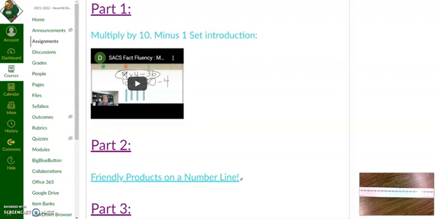This week we are going to be practicing the multiply by 10 minus 1 set strategy. So after you have watched the introduction video by Mrs. Amy, you are ready for part 2. Part 2 is a Google slide activity called Friendly Products on a Number Line.